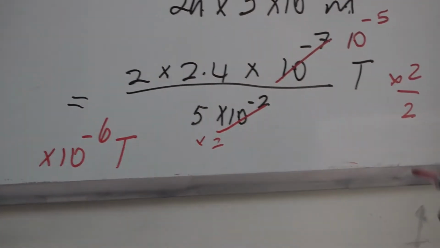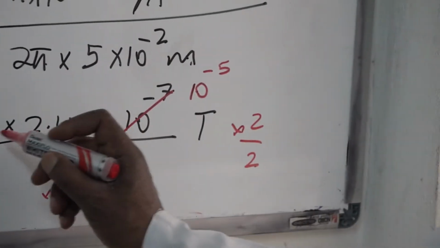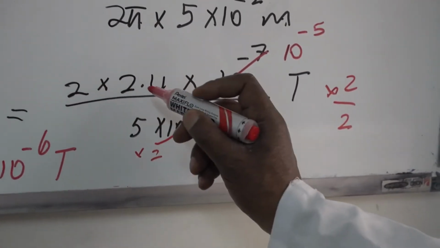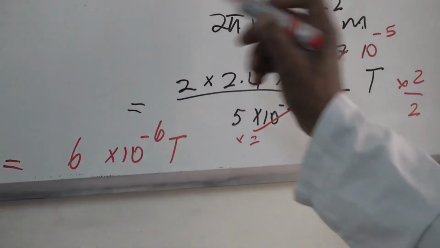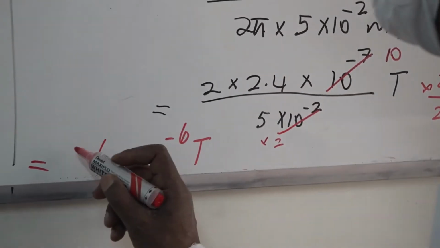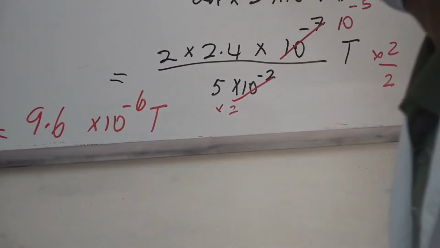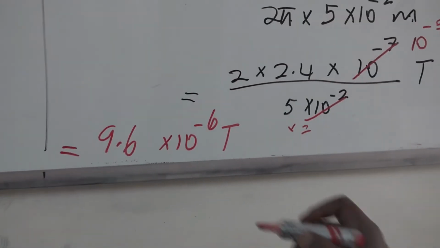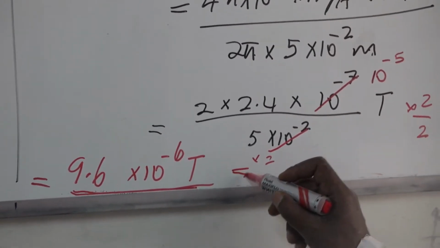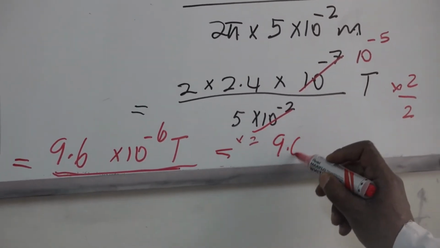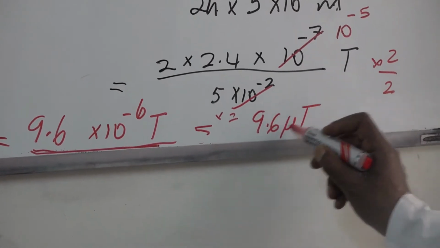How about the numbers? So 2 times 2, 4. 4 times 2.4. 4 times 4 is 16. 1 would be carried over to the left. 4 times 2 is 8. 8 plus 1 gives you 9.6. So 9.6 times 10 to the power of minus 6 Tesla. Either you can call it like that, or you can use a prefix and call it 9.6 micro Tesla.